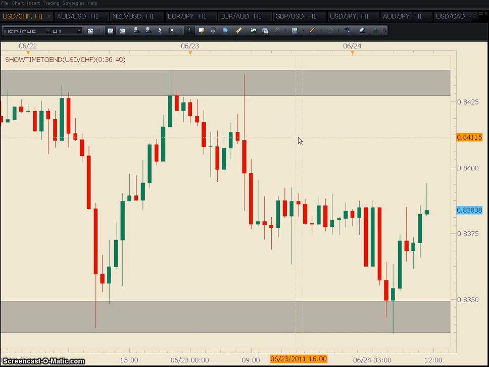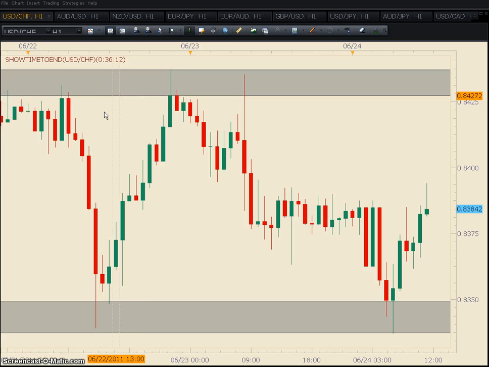Now I use the zones for the horizontal support and resistance lines. Like I said, it helps more with the breakout. Now the strength of the support and resistance area is going to be based off of how many times it's been touched, or the time frame. If you're looking at a daily chart compared to an hourly chart, the support and resistance on a daily chart is going to be more relevant than the hourly time frame.